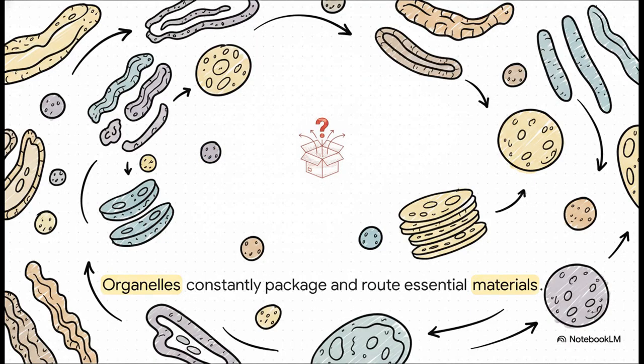You can really think of the cell's internal transport system like a bustling logistics hub. These organelles are constantly communicating, packing up proteins and lipids, routing them through the cell, and secreting these essential materials out to exactly where your body needs them. It's an absolute logistical masterpiece, and it is happening inside millions of your cells every single second.